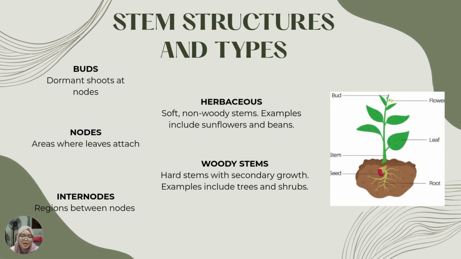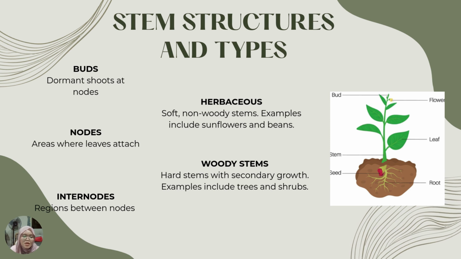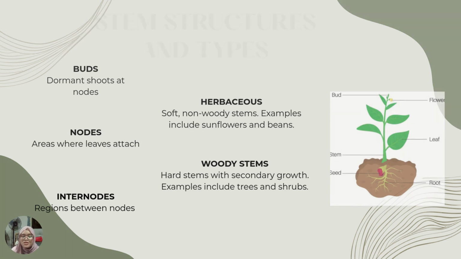Stem structures and types. Buds: dormant shoots. Nodes are areas where leaves attach. Internodes: regions between nodes. Herbaceous: soft, non-woody stems, for example sunflowers and beans. Woody stems are hard stems with secondary growth, for example trees and shrubs.